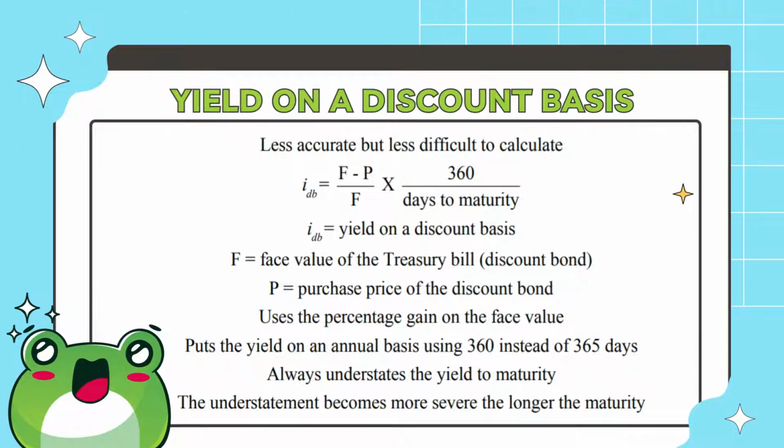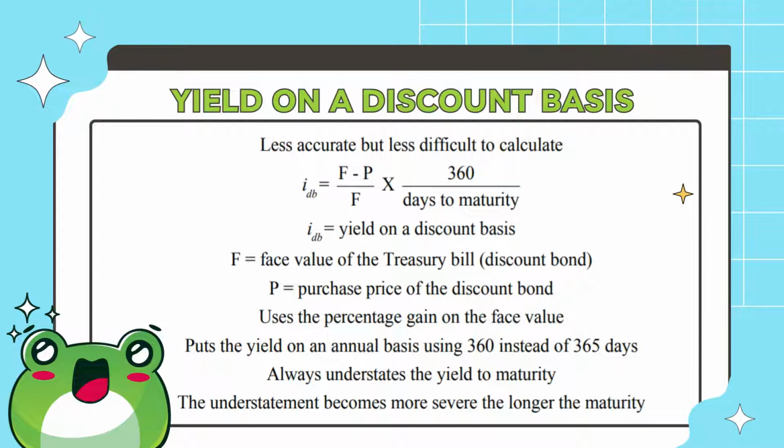So what if naman yung yield natin is on a discount basis? Less accurate daw but less difficult to calculate, where I is equals to F minus P over F times 360 over days to maturity, where I sub DB is equals to yield on a discount basis. So ito ay discounted basis na. F is of course the face value of, for example, the treasury bill, and P is equals the purchase price of the discount bond.